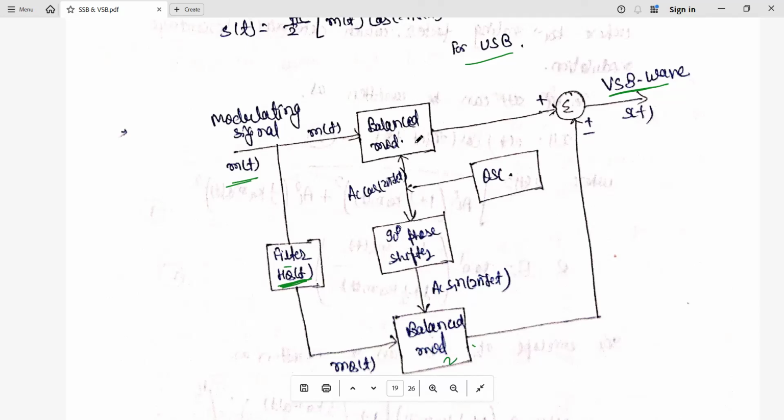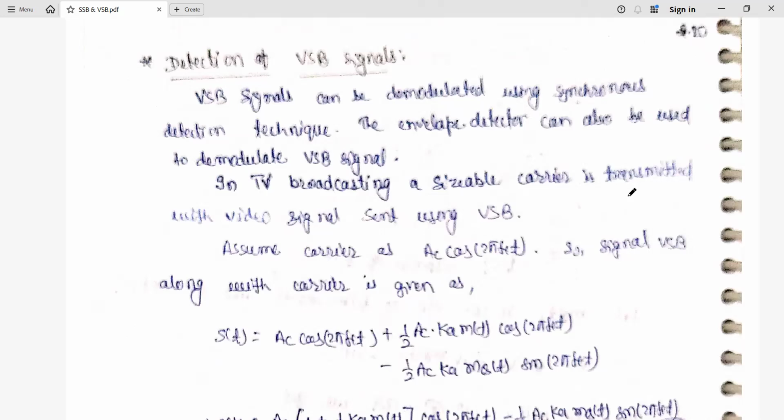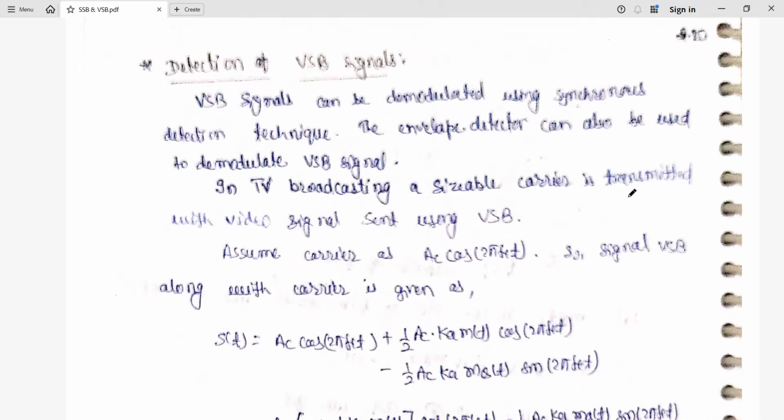And this is balanced modulator 1. Then we have an oscillator that generates the carrier Ac cos 2 pi fc t, which is given to balanced modulator 1. Balanced modulator 2 is given the carrier with a 90-degree phase shift, that is Ac sin 2 pi fc t. Finally, the outputs of both balanced modulators are given to the summer. If you have minus, we get the USB; if you have plus, we get the LSB. Already we have seen both types of VSB waveform, considering upper sideband or lower sideband. Next, we have the detection of these VSB signals.